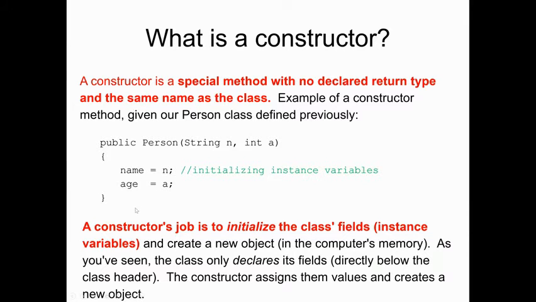A constructor's job is to initialize the class's fields or instance variables and create a new object in the computer's memory. As you've seen, the class only declares its fields directly below the class header. The constructor assigns them values and creates a new object.